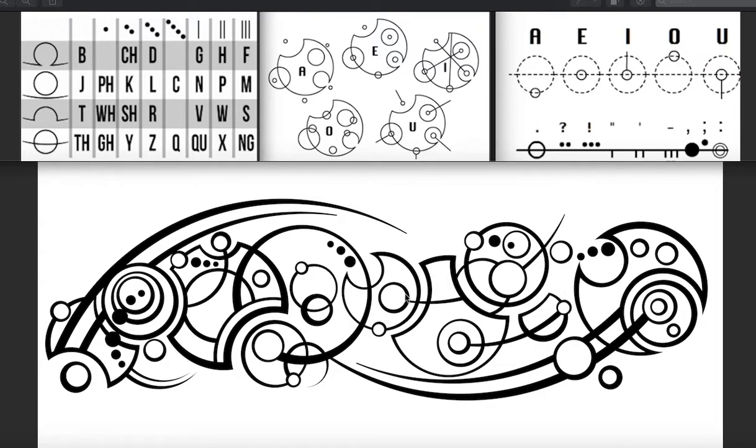I'm really happy with it. I think it's got a very nice swirly feel to it with the arcs going this way and the arcs going that way. So, yeah, that's this design. I hope it makes an awesome tattoo for you. Bye.